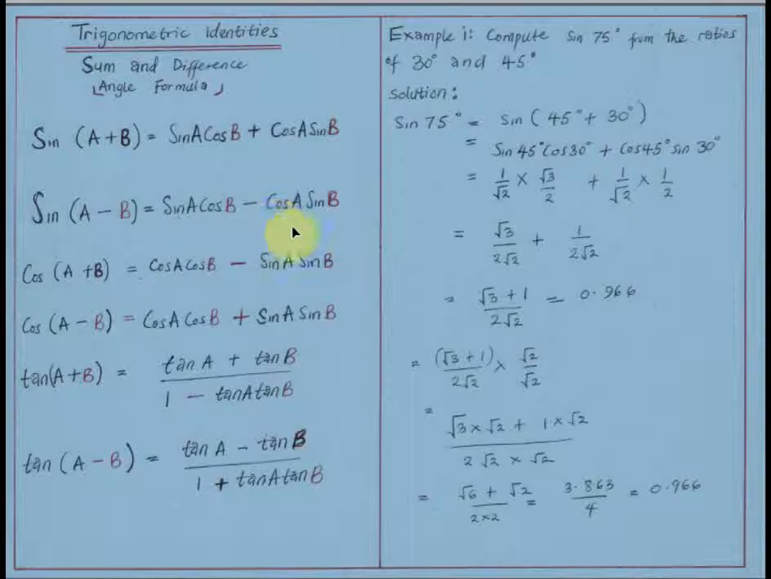So you see that for the sine function, the sign, whether it be minus or plus, remains the same. If it's minus in the bracket, it's going to be minus here. If it's plus in the bracket, it's going to be plus here.